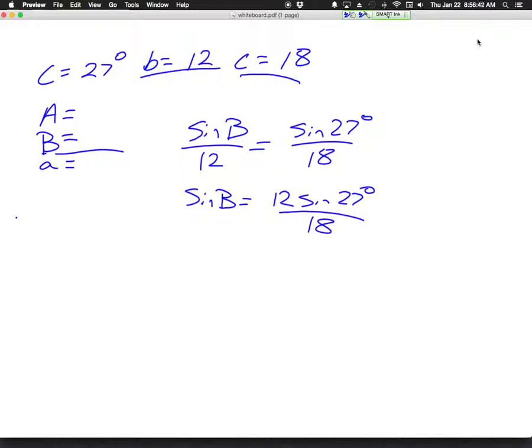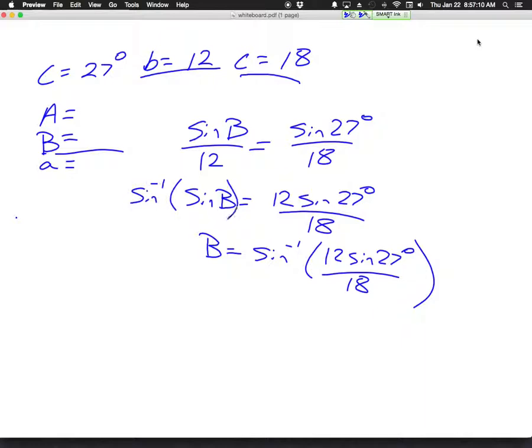I need to get rid of that sine. So what do I do to get rid of the sine to get B by itself? Inverse sine. Inverse sine gets rid of it. Why does inverse sine get rid of it? Because sine and inverse sine cancel each other out. Right, because if I put inverse sine over here, what happens when these two match up? They cancel out, and so I end up with B. So whatever I do to one side, I have to do to the other side, so that's why that ends up over there. So now I'm ready for my calculator.